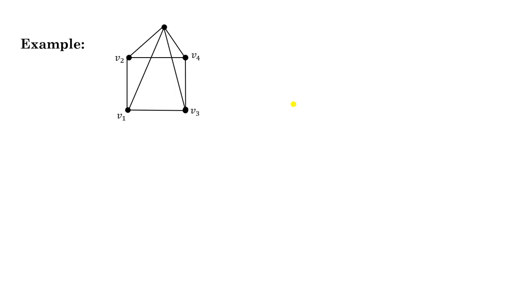Then you will get the chromatic polynomial of this graph, and the chromatic polynomial of this graph is lambda, lambda minus 1, lambda minus 2, lambda square minus 5 lambda plus 7. So verify your answer. I hope that you can do it.